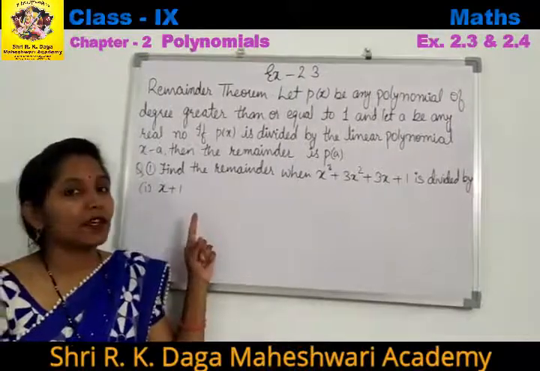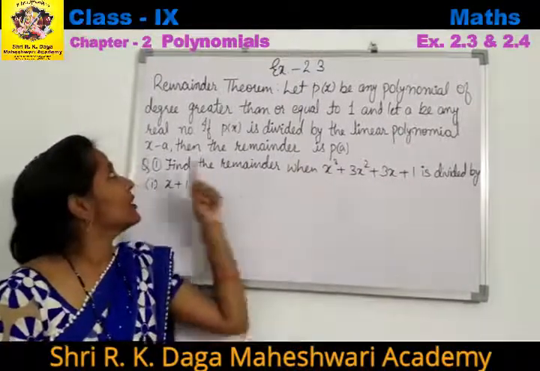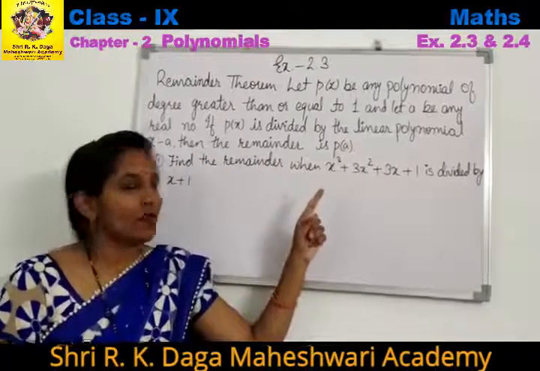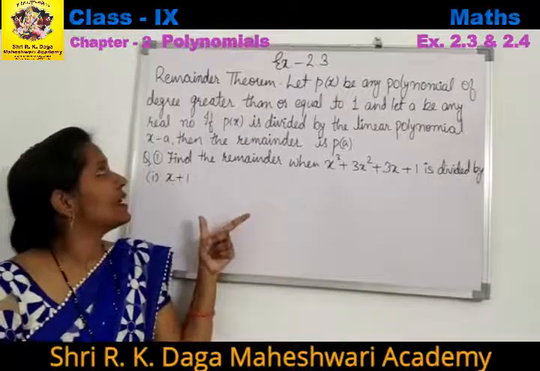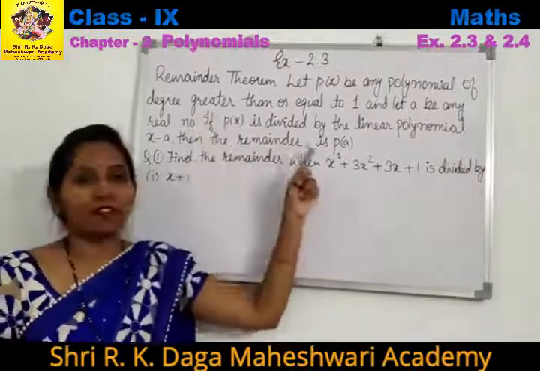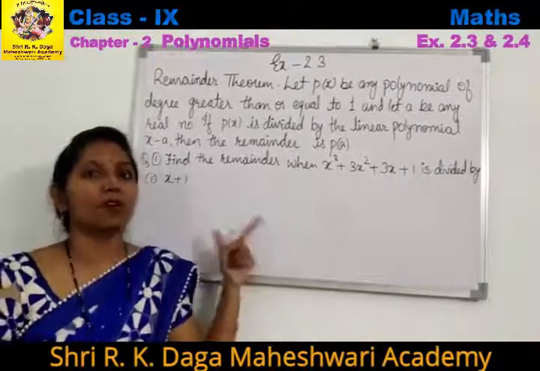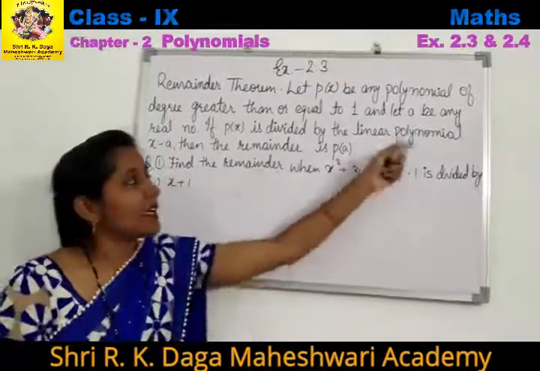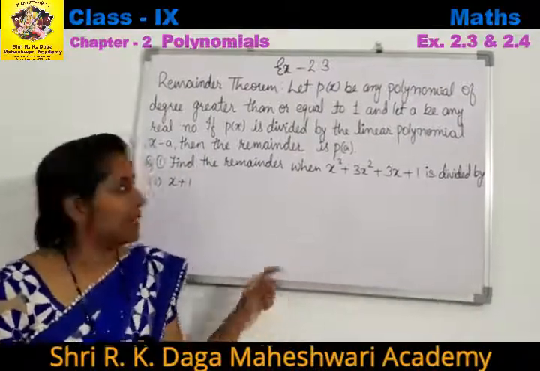What is the remainder theorem? Let p of x be any polynomial of degree greater than or equal to 1. p of x is a polynomial in which the degree of the variable is greater than or equal to 1. It may be a quadratic polynomial, a cubic polynomial or a linear polynomial. And let a be any real number. a is any real number.